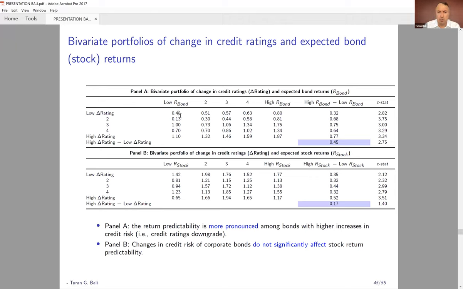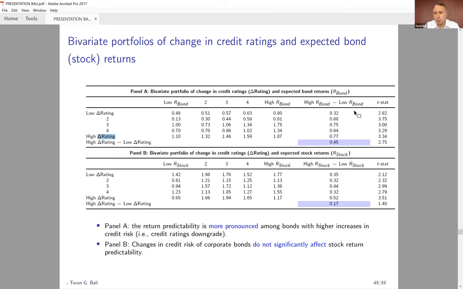First, we sort individual bonds into ratings downgrade quantiles, or you may want to call it changes in credit risk, okay? So a low change in rating means relatively low change in credit risk. A high change in rating means a large ratings downgrade, okay? And then we sort bonds also based on the 1 month ahead expected return forecast. These forecasts are now coming from the combination method, okay? So this table is specifically double sorts 5x5 based on ratings downgrade and expected return forecast generated by the combination model.